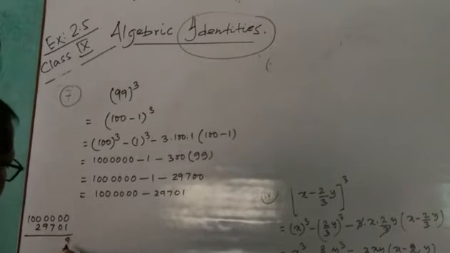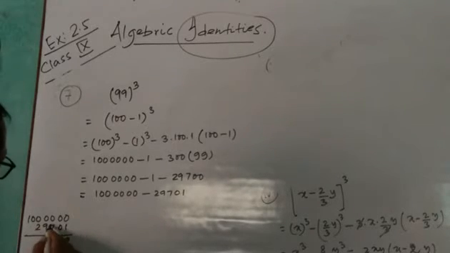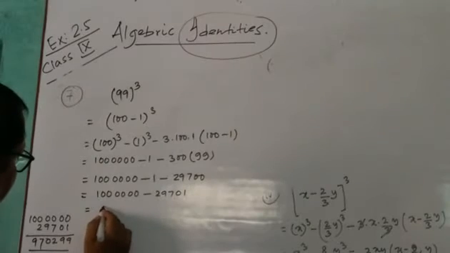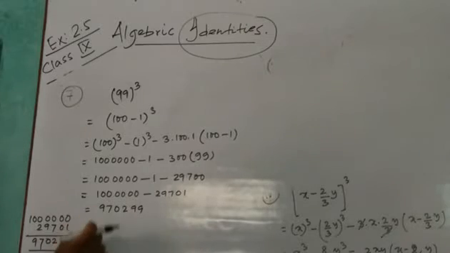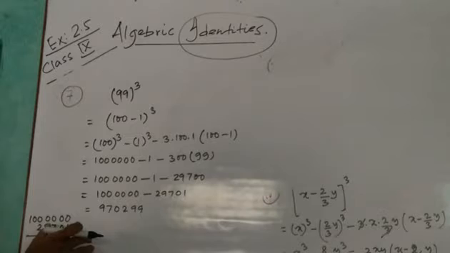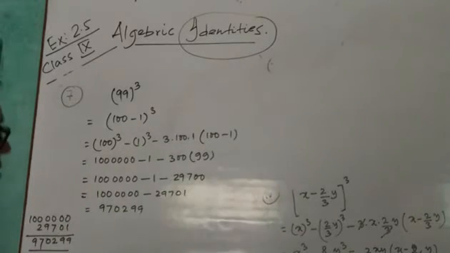Now on subtracting from 1 followed by 6 zeros, we get 970299. Yes, this is the answer of question number 7. In this way you can do the rest of the two sums of question number 7.